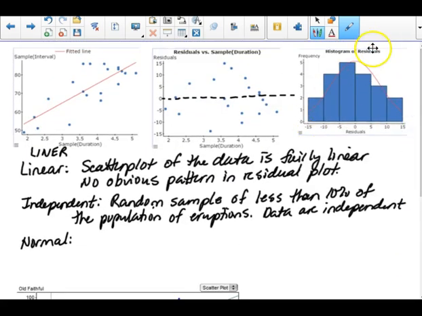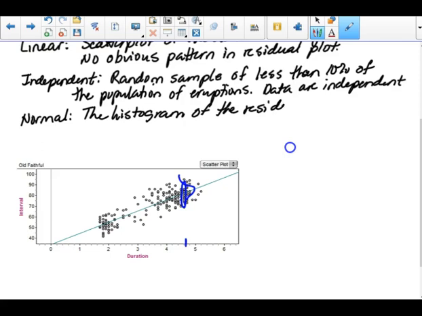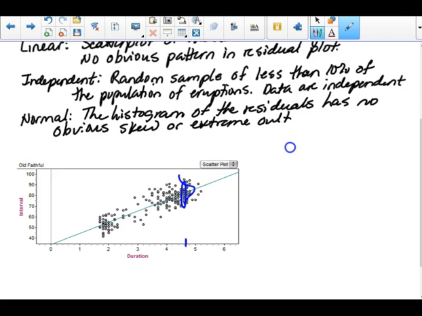If we have a small sample, we might check a normal probability plot to see if it's fairly straight instead of the histogram. But we say that the histogram of the residuals has no obvious skew or extreme outliers.